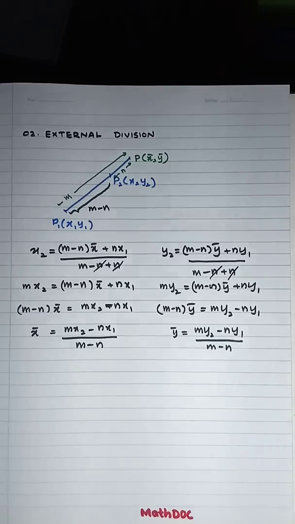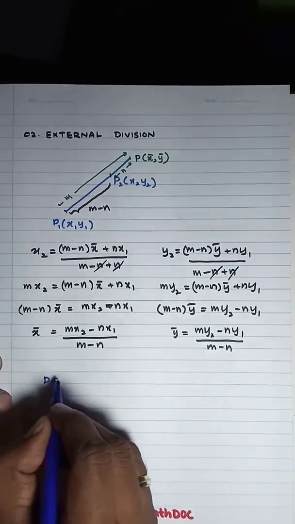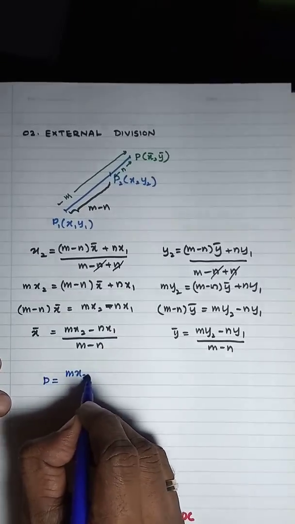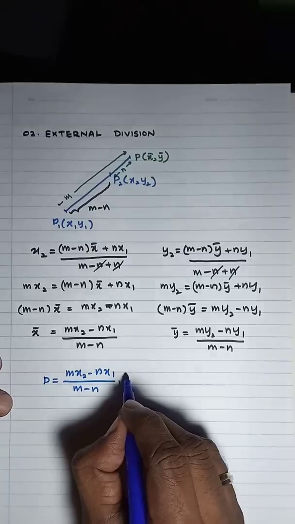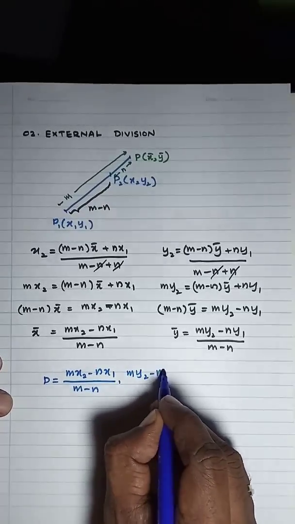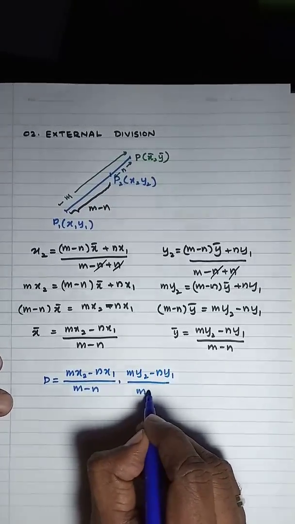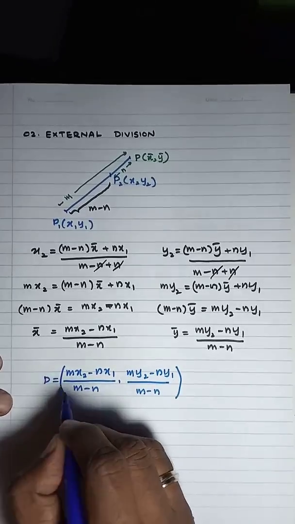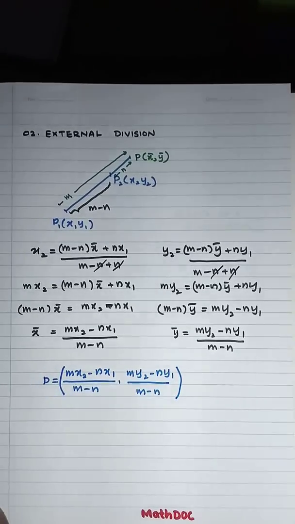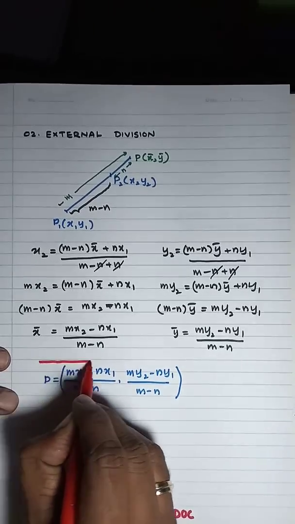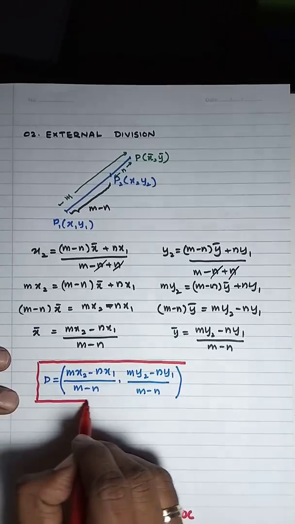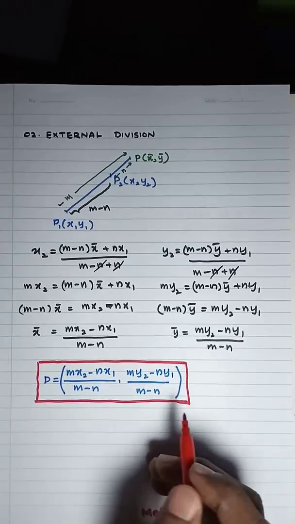Then remember, point P now equals ((m x2 minus n x1) over (m minus n), (m y2 minus n y1) over (m minus n)). Here P is the external division point of the given 2 points. You need to remember this formula when doing questions directly. You can apply this one directly.